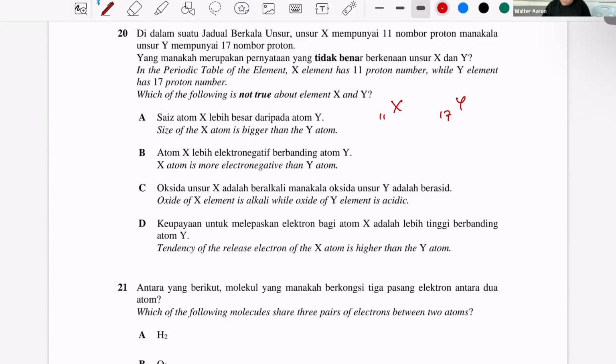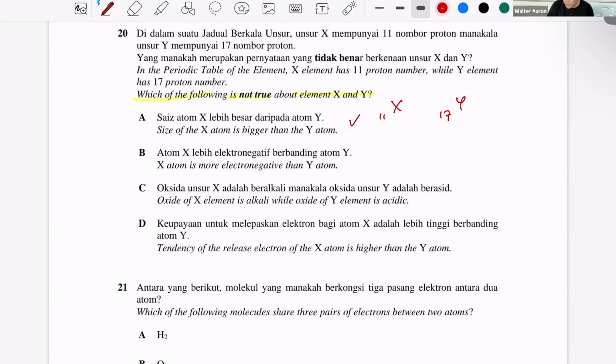So what happens here is that we are supposed to describe which of the following is not true about element X and Y. So size of X is much bigger than Y. I think this is technically correct because when you go from left to right on the periodic table, the left side will have bigger size, and then as you gradually go towards the right side, the size of the atom actually decreases. Okay, so the best answer here, let's see, B.